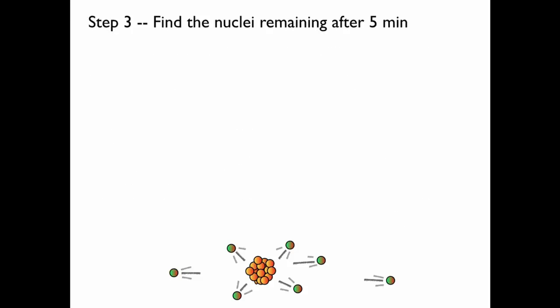Now we are prepared to find the number of nuclei remaining after 5 minutes. Once again, we start with this expression, and now we can plug in the initial number of nuclei, which we found. We can plug in the decay rate, lambda, and for the time, we have 5 minutes. There's 60 seconds in a minute, so this is 5 times 60 seconds. And we obtain the number of nuclei.